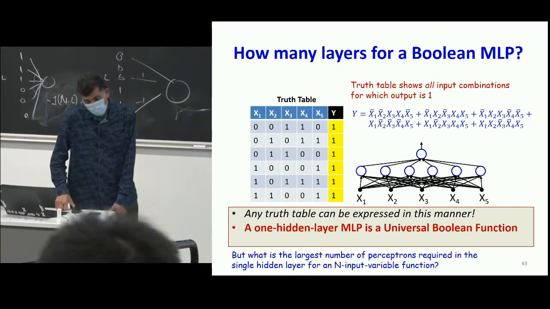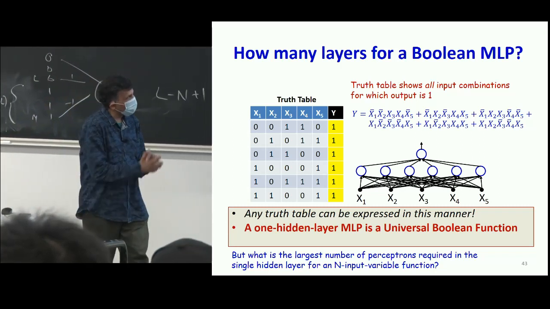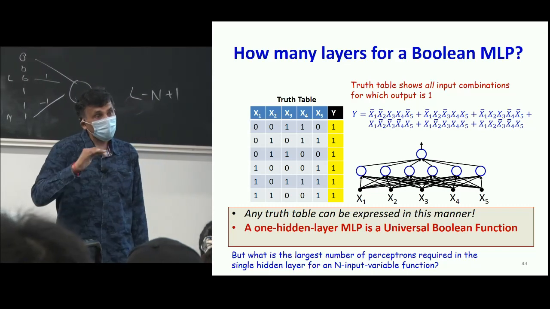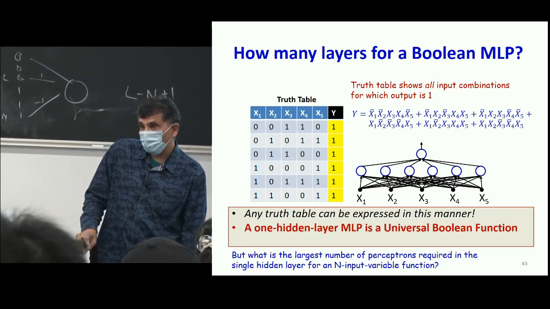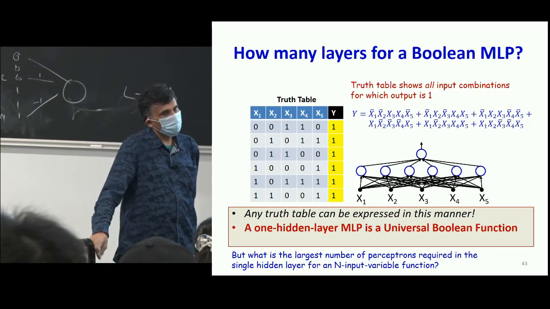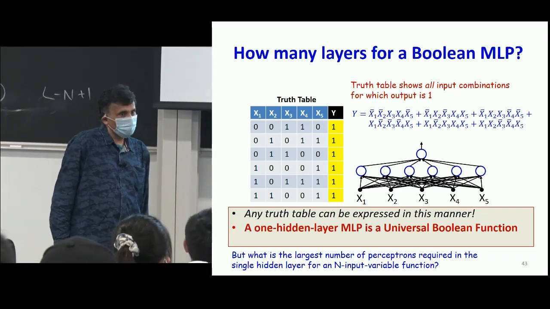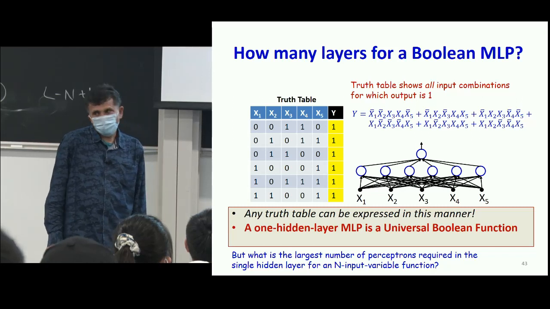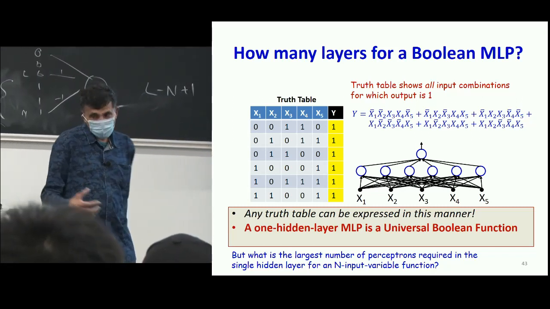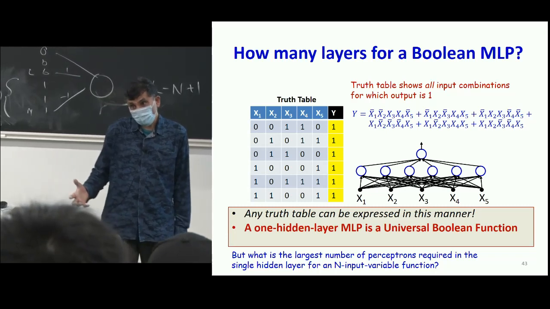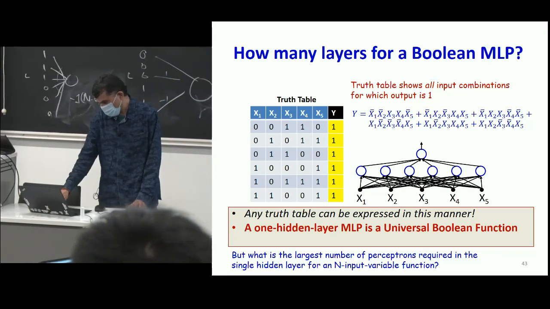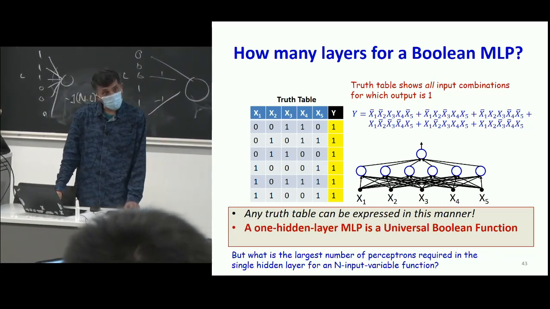But then, if I want to do it this way, what is the largest number of perceptrons that I will require in that one hidden layer? What is the worst case if I want to do it with just one layer? Shreya, can you guess? What is n? And what is the number of ones? I'm speaking of the worst case. N squared. Okay, let's take a look. 2 power n, sir. 2 power n. There you go. It's going to be exponential.